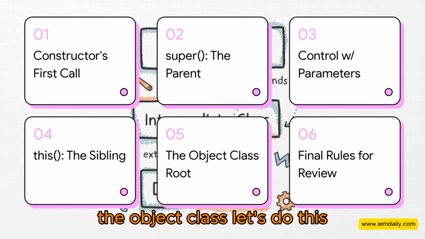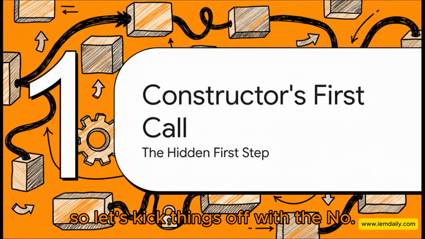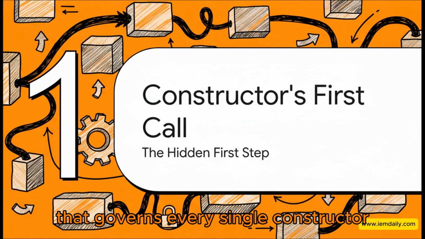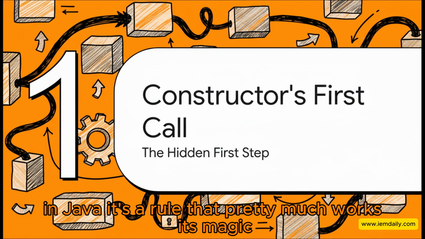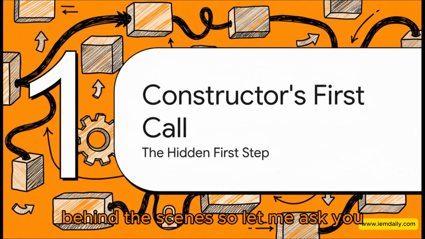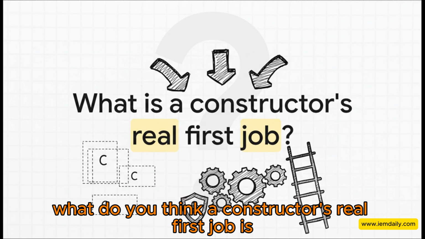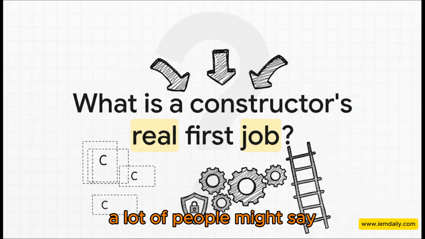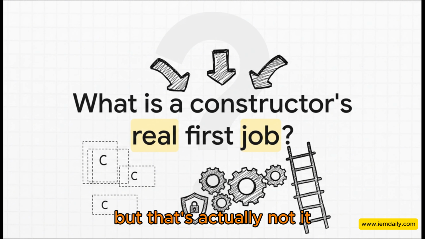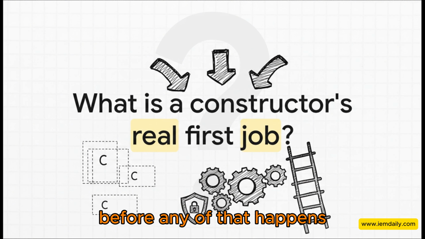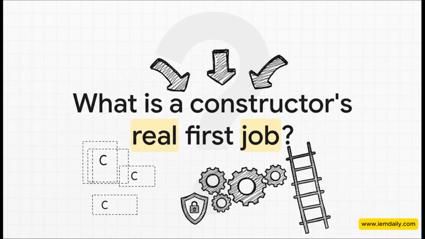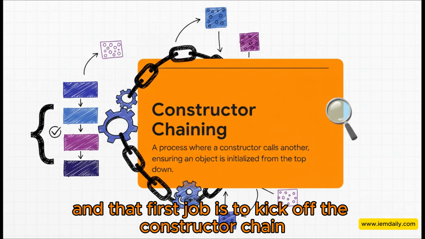Let's do this. So let's kick things off with the number one most fundamental rule that governs every single constructor in Java. It's a rule that pretty much works its magic behind the scenes. So let me ask you, what do you think a constructor's real first job is? You know, the very first thing it does? A lot of people might say, oh, it's initializing variables, but that's actually not it. Before any of that happens, there is one mandatory task that has to be completed. And that first job is to kick off the constructor chain.